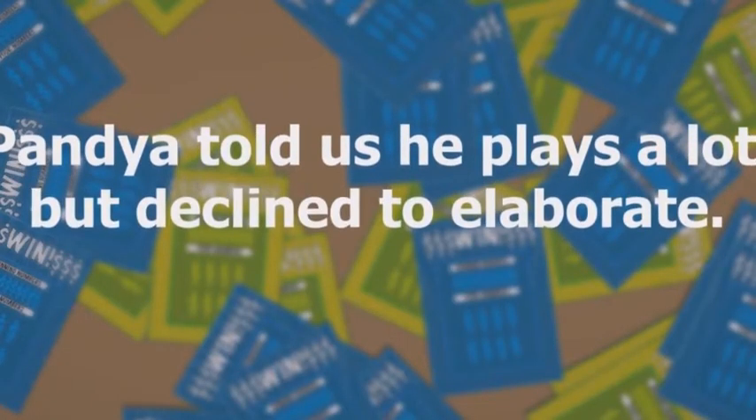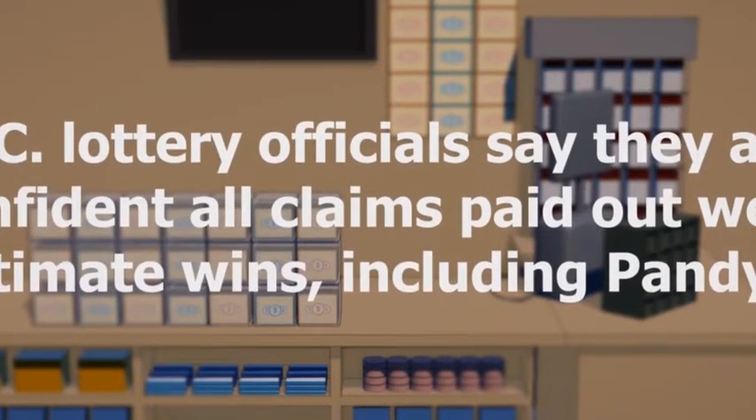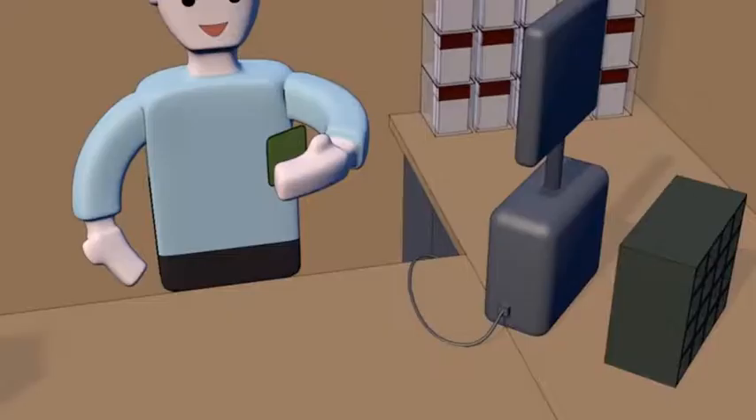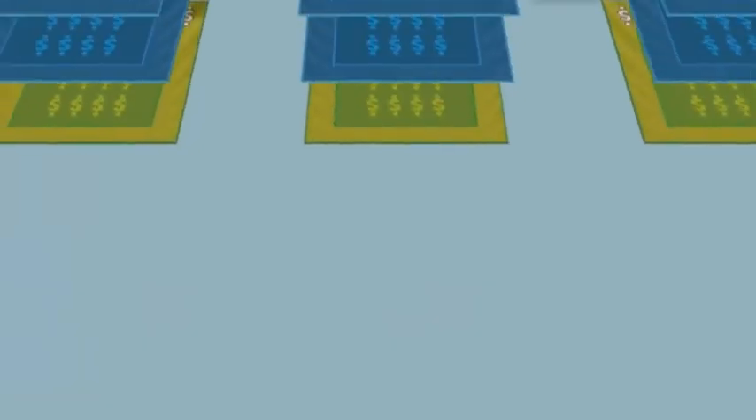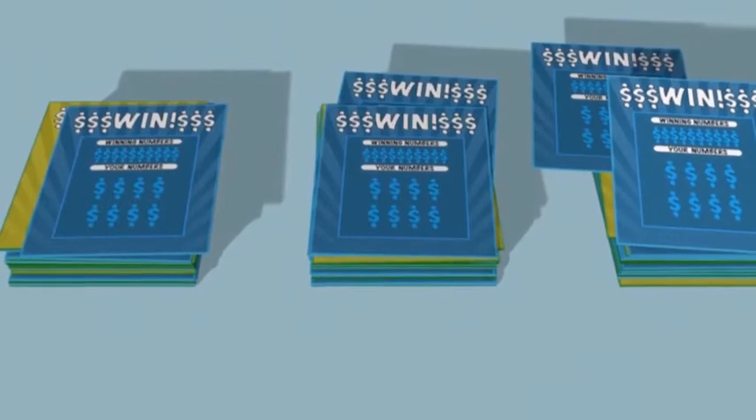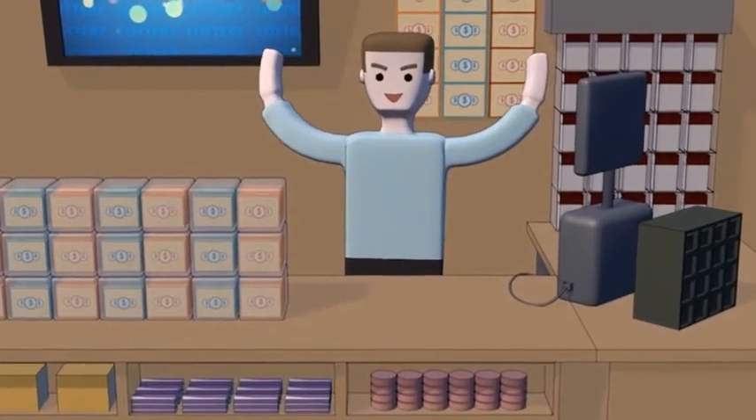Pandya told us he plays a lot, but declined to elaborate. North Carolina lottery officials say they're confident all claims paid out were legitimate wins, including Pandya's. But the numbers don't add up. So if something's amiss, it's either he's playing a lot more than we know, because that's absolutely possible. Now, if he's not playing in volume, then he is just the luckiest person in the world.